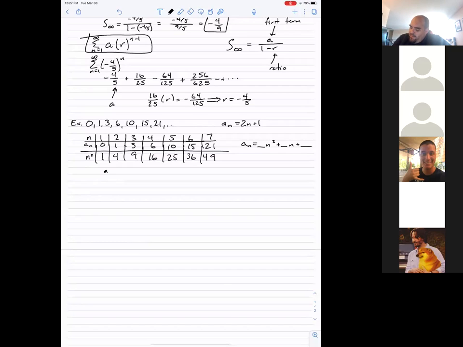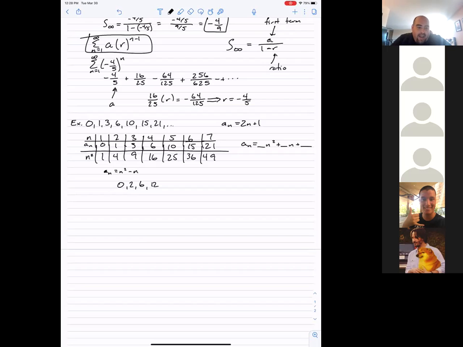Let's try that. Let's try a sub n equals n squared minus n. So then let's make a new table or a new sequence based on that. 1 squared minus 1 is 0. 2 squared minus 2 is 2. 3 squared minus 3 is 6. 4 squared minus 4 is 12. So I do not think it is n squared minus n, but I think that we're extremely close.